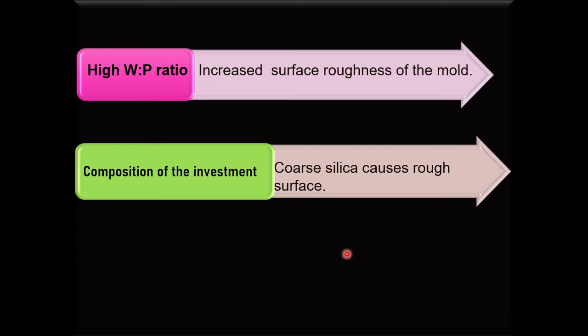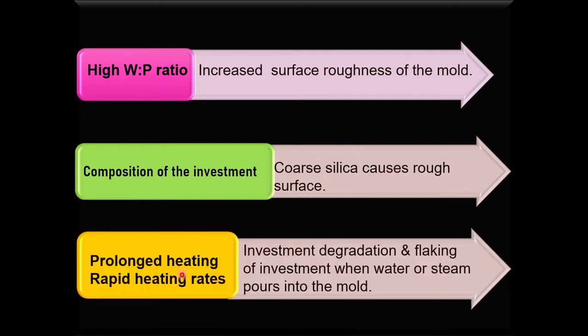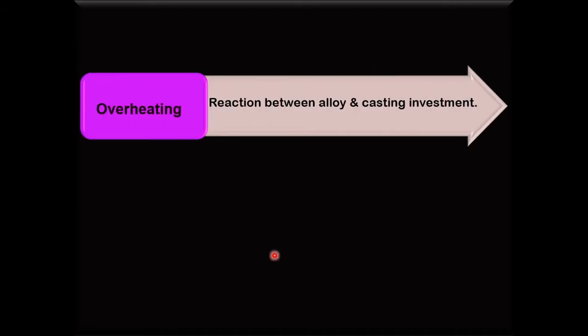Next is the composition of the investment. The coarse silica causes a rough surface. Prolonged heating and rapid heating rates also lead to investment degradation and flaking of the investment when water or steam pours into the mold. Overheating causes a reaction between the alloy and the casting investment.